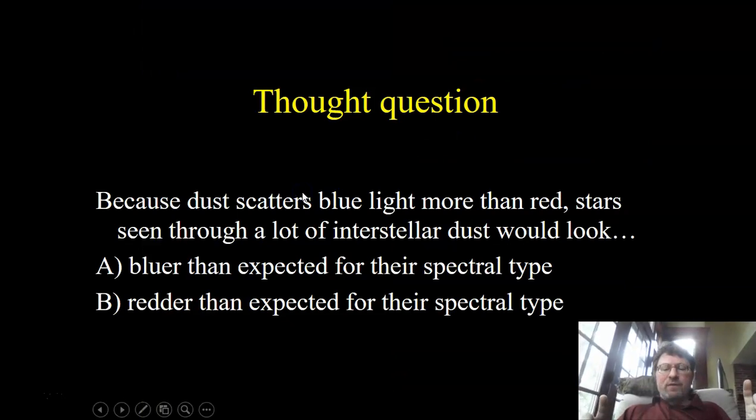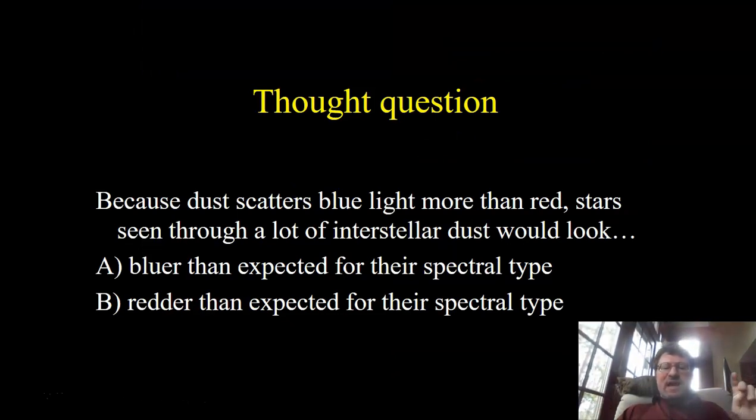Here's a thought question for you. Because dust scatters blue light more than red, stars seen through a lot of interstellar dust would look bluer than expected for their spectral type or redder than expected for their spectral type. Go ahead and pause this if you need to.